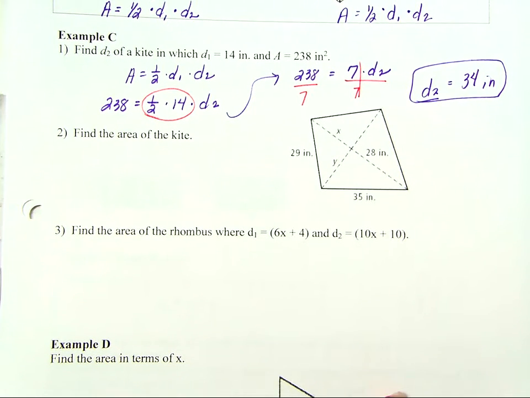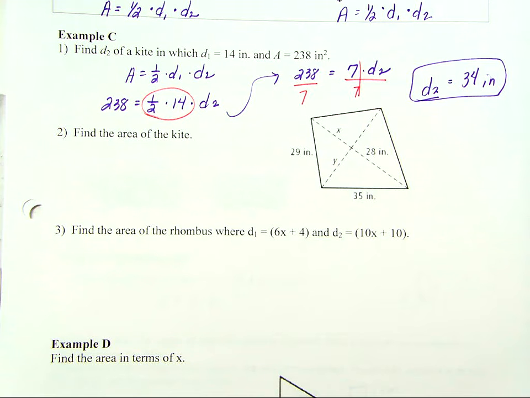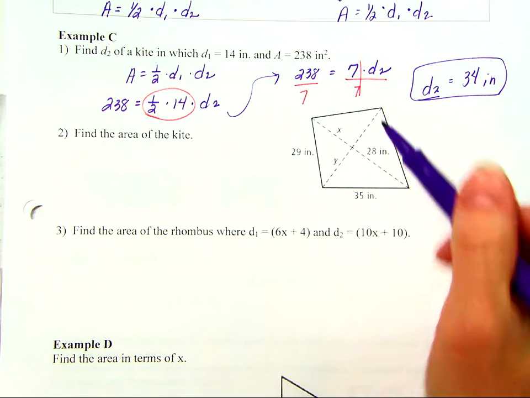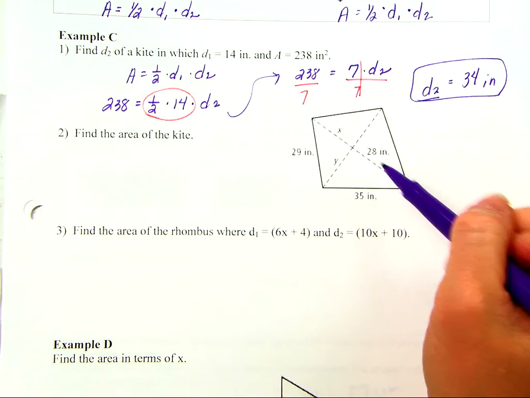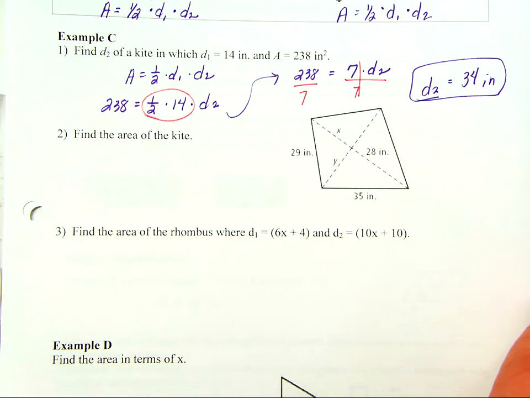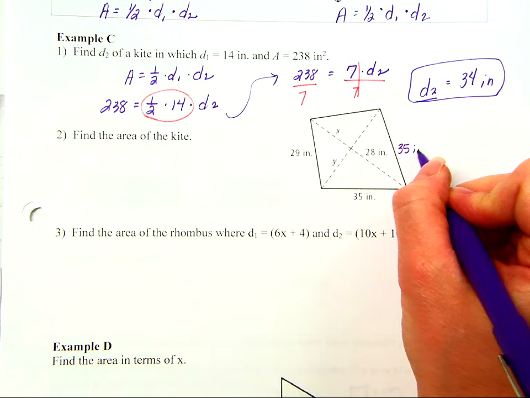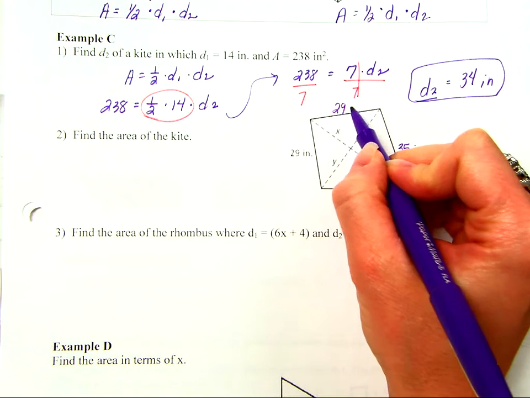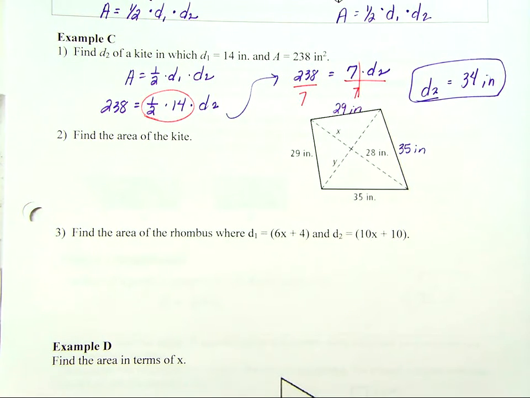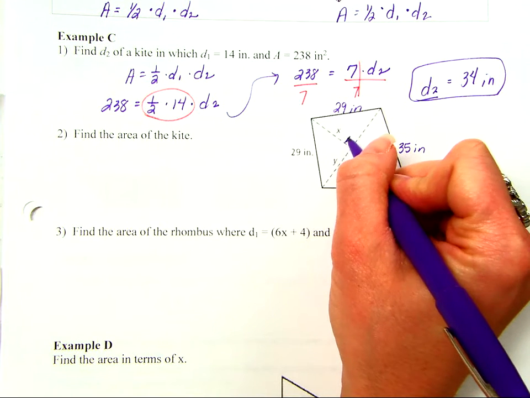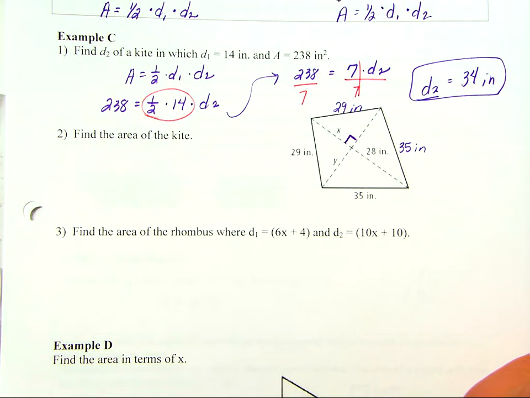Question number 2 is asking me to find the area of my kite. This question is a little bit more intense. I don't have all the information that I really need. I need the length of my diagonals, and I can see I'm missing some of that information. Well, if this is a kite, we do know that we have some congruent sides. But the other key piece of information to remember with our kite is that my diagonals meet at 90 degrees.